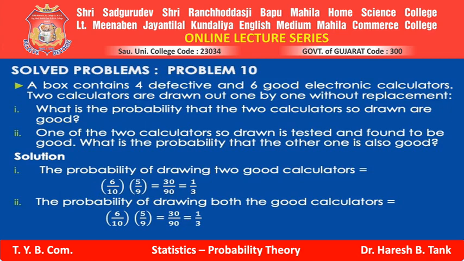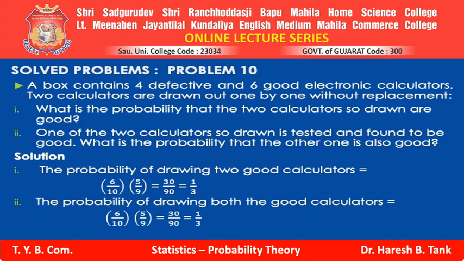A box contains 4 defective and 6 good electronic calculators. Two calculators are drawn out one by one without replacement. Without replacement means dependent. Dependent means conditional probability. What is required? What is the probability that the two calculators so drawn are good, meaning both of them are good? And second: one of the two calculators so drawn is tested and found to be good. What is the probability that the other one is also good?